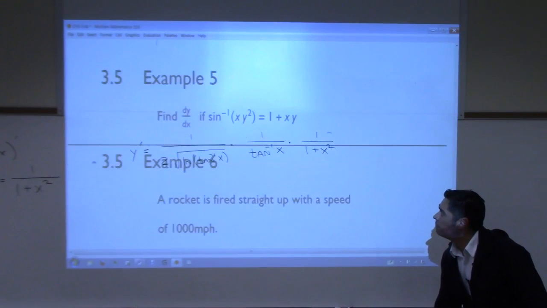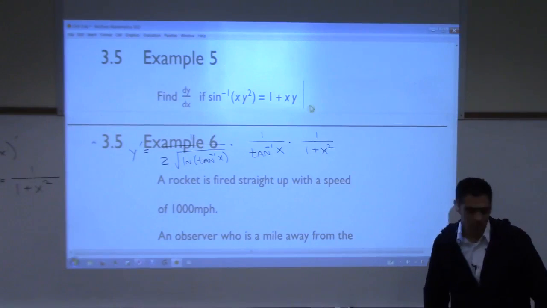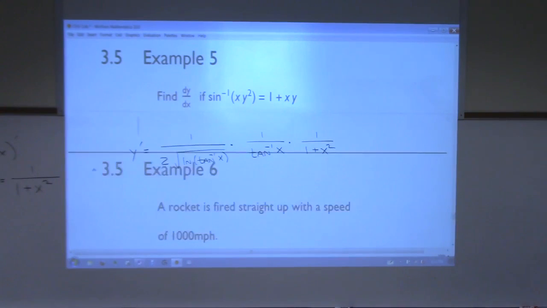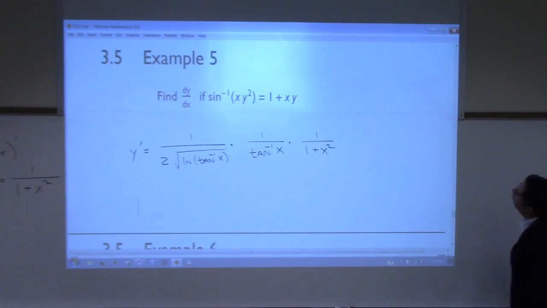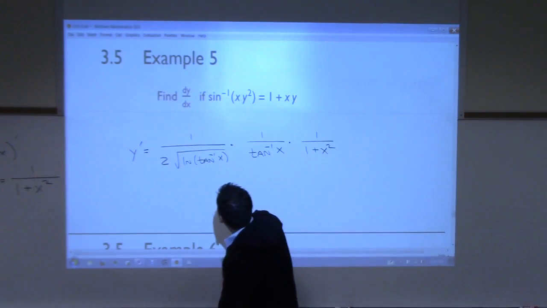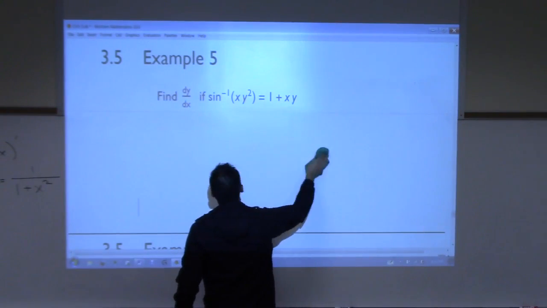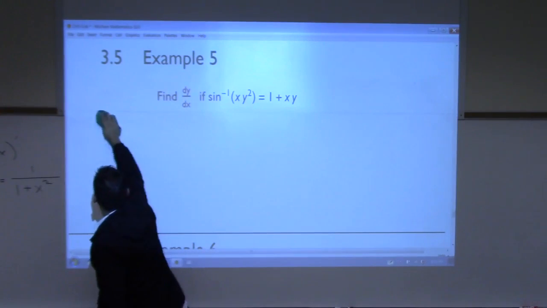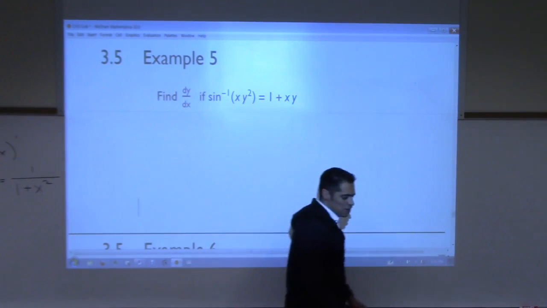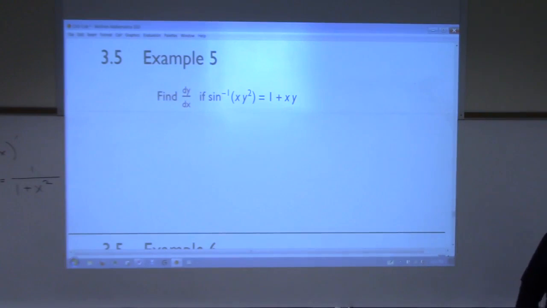Next one. This one's different. Why is this one different? It's implicit. Good. Because it's not solved for y, right? It's not solved for y. And since it's not solved for y, you actually have to take the derivative on both sides with respect to x.